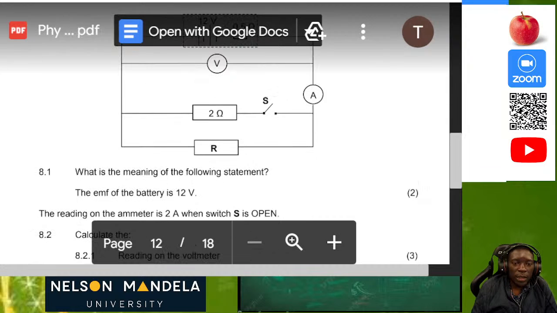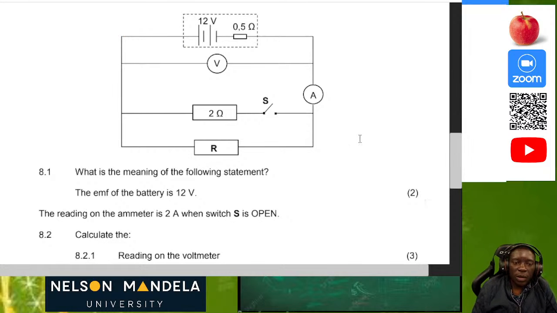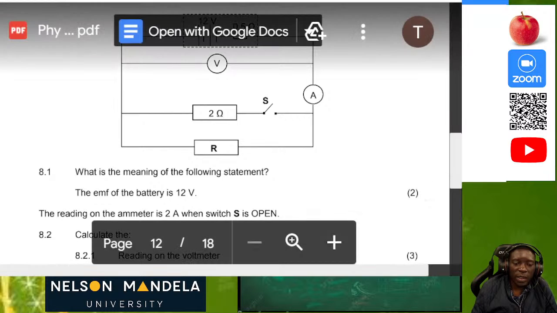Okay, and the next part: the reading on the ammeter is 2 amps when switch S is open. When we open switch S, like it is in the circuit, that's an open switch. When it closes the contacts, then it's a closed switch. So when it's open like that, the ammeter reading is 2 amps. Now the question is, what will be the reading on the voltmeter?